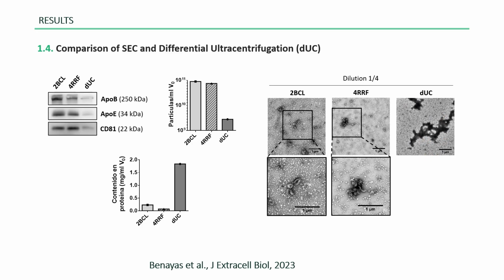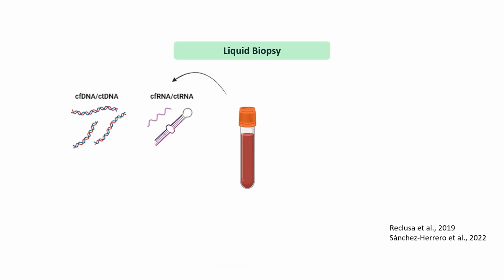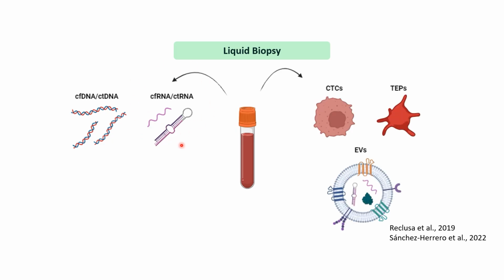So we think that this improved size exclusion chromatography could make a big change in the use of extracellular vesicles for liquid biopsy. And when we talk about liquid biopsy, in most cases we would like to analyze nucleic acids, such as DNA or cell-free RNA. But RNA can also be analyzed in circulating tumor cells, in platelets educated by tumors, but of course also in EVs.